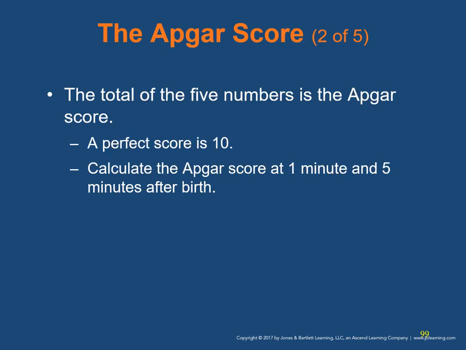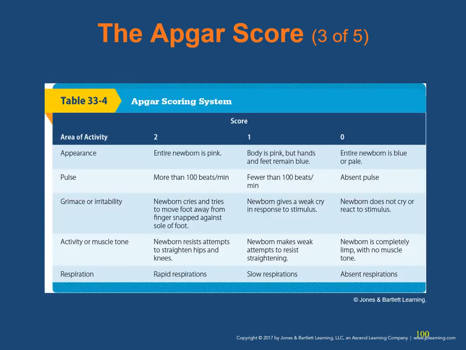The total of the 5 numbers is the APGAR score. A perfect score is 10. Calculate the APGAR score at 1 minute and 5 minutes after birth. The table on this slide shows how to calculate the APGAR score for a newborn.